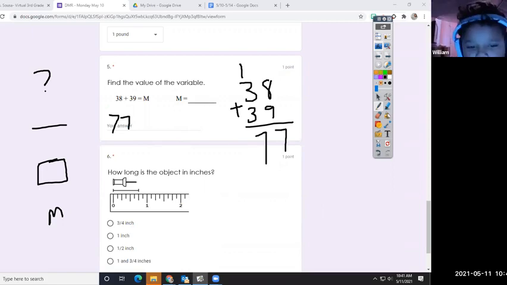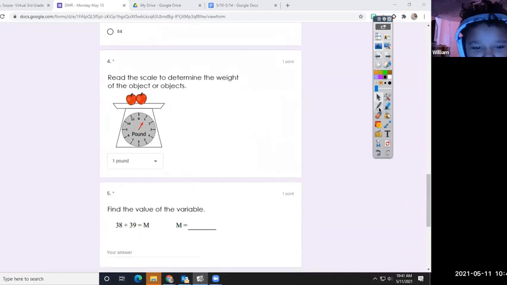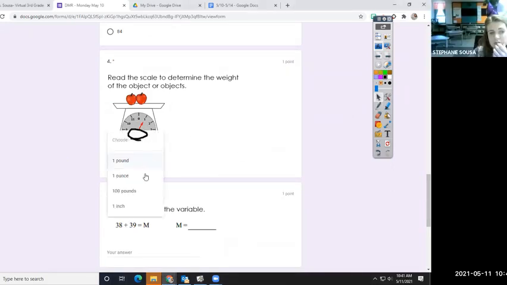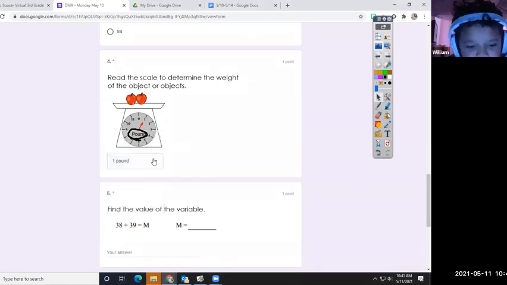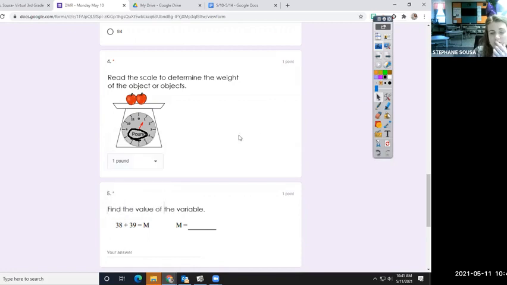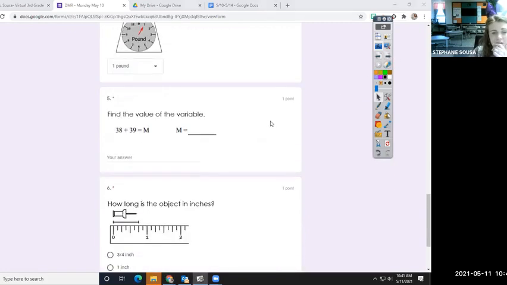It was about the question before this one. It also says pound on it. It says pound. So if you chose ounce, pounds, or inch, it does say pound right here, and there's only one of them. So I'll give you that, sir.